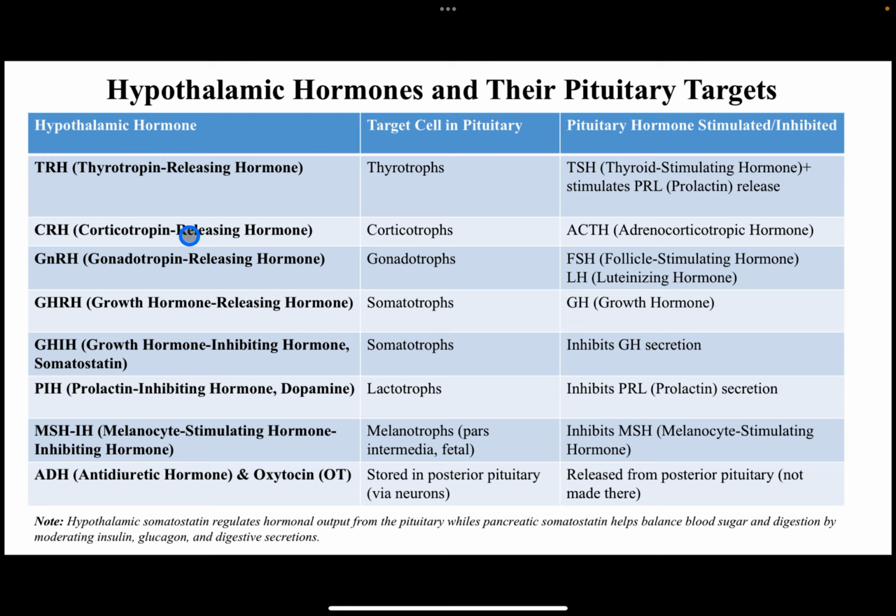So this corticotropin releasing hormone from the hypothalamus would come through the hypophyseal portal system, stimulates these corticotroph cells in the pituitary, so that the pituitary gland now produces adrenocorticotropic hormone.